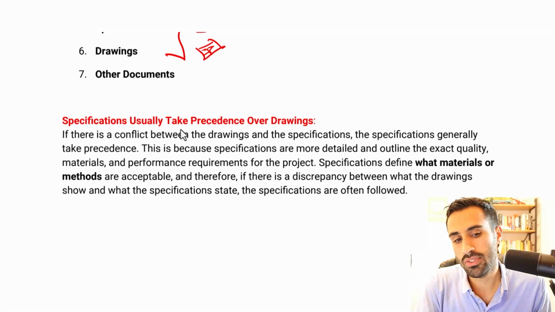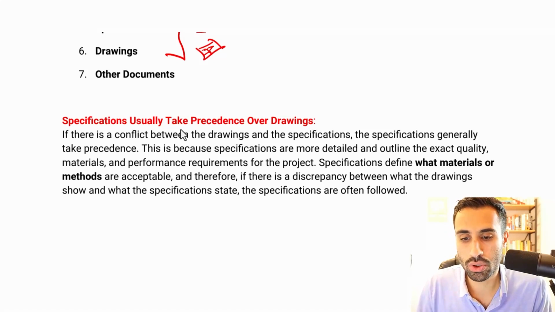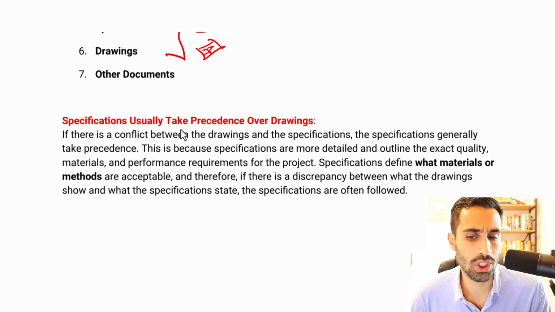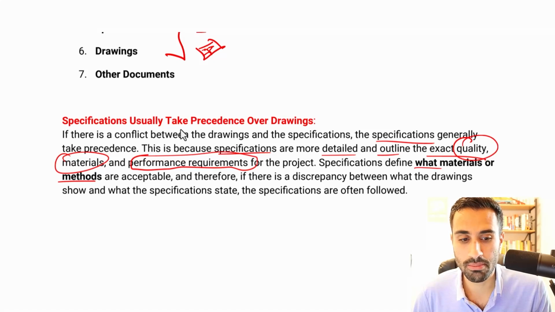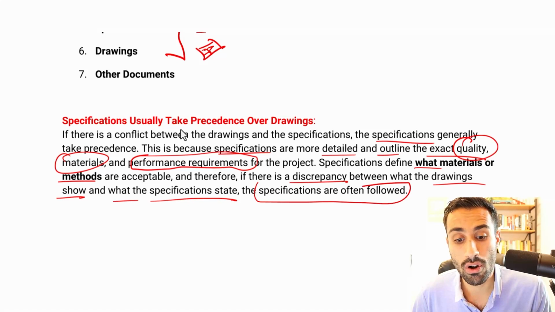So as we said, specifications usually take precedence over the drawings, because when there's a conflict, the specifications are more detailed and outline the exact quality, materials, and the performance requirements, which relates to the workmanship for the project. So specifications define what materials or methods are acceptable, and therefore if there's a discrepancy between the drawings shown and what the specifications state, the specifications are often followed.